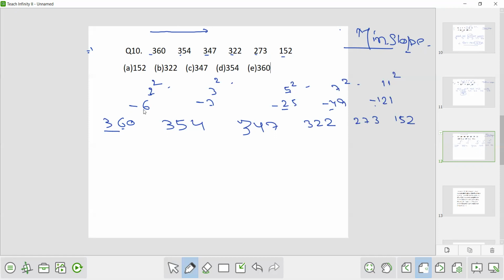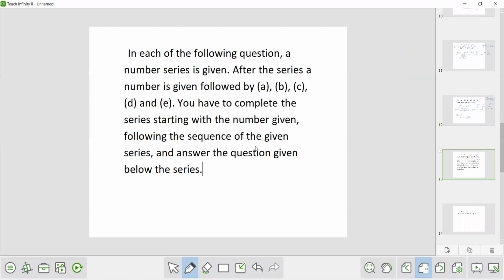So 360 minus 2 square, that is 360 minus 4. This will be 356 instead of 354. So 354 is your wrong number. So option D. Okay.